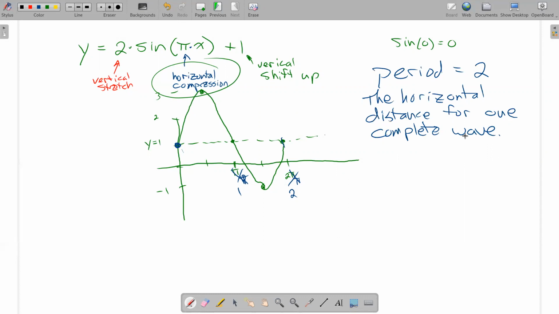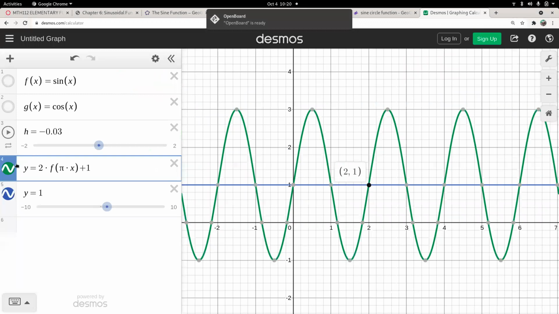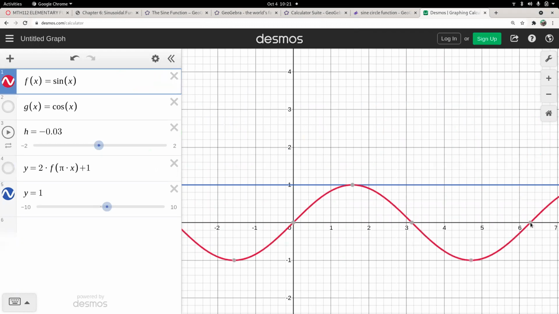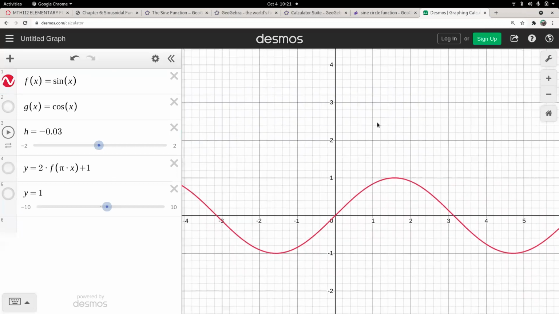If we look back at the original sine function, turn that one off and this one on. This one here completes a complete wave from 0 all the way up to this point over here, which is 2 pi. And you can pick the period in different ways.